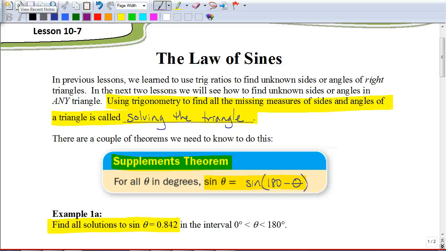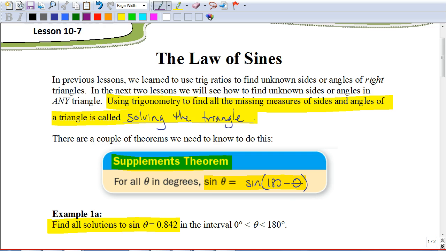In this video we're going to be learning about something called the law of sines. Previously, at the beginning of this chapter, we learned about sine, cosine, and tangent and how we can use those to find the values of missing sides for a right triangle or a missing angle in a right triangle. But as I mentioned, they only work in right triangles.